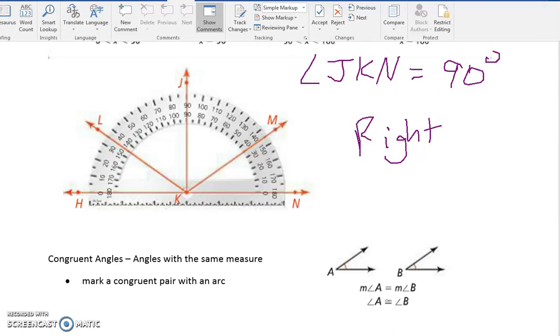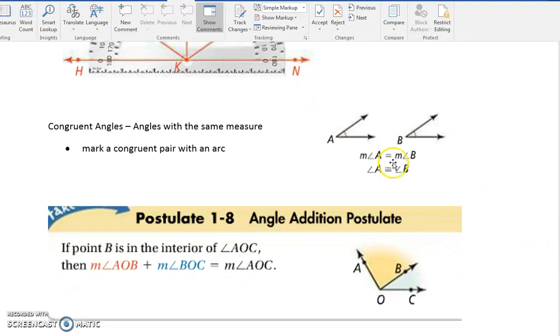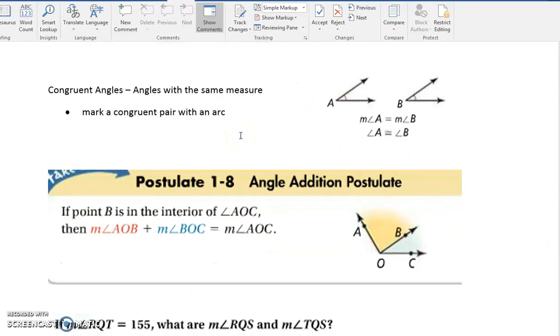You're still measuring angles, then you just add a label to it. Okay, another just important thing about notation. Just like we have congruent segments, we also have something called congruent angles.